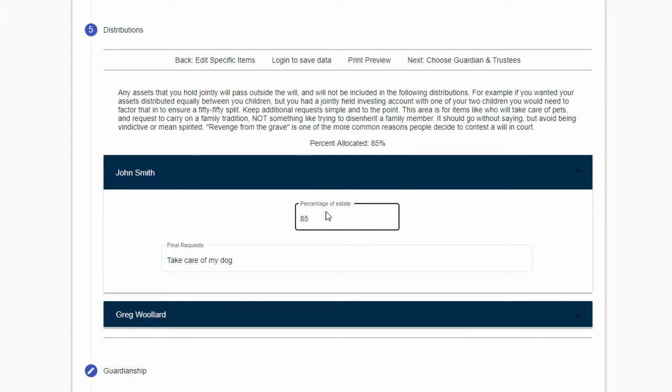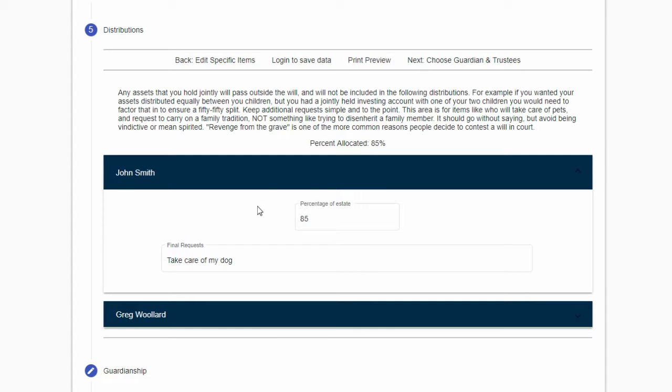All allocations are done on a percentage basis, and this is just to ensure that you don't over-allocate. So let's say that if it was done just on a dollar amount and you gave John Smith $10,000 and Greg another $10,000, but you only had $15,000 in your estate. That complicates things a lot, and it's very dangerous. And also, if you make your will, say when you're 25, and then when you're 30, your wealth went from $50,000 to $200,000, but you only allocated $50,000, it just complicates things. And so it's a lot easier to do a percentage basis.